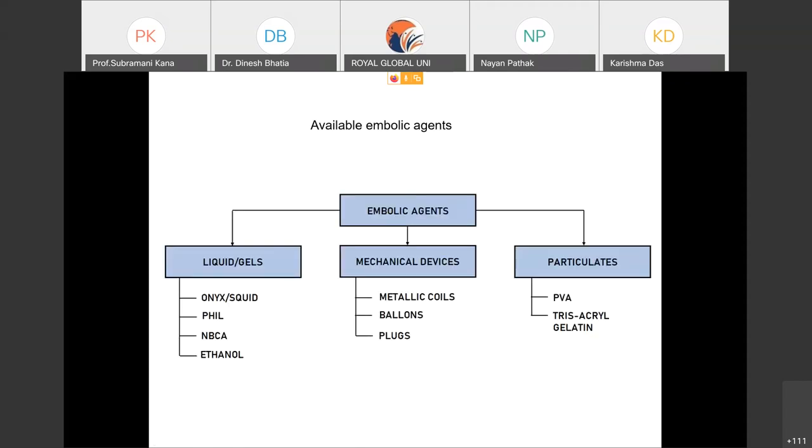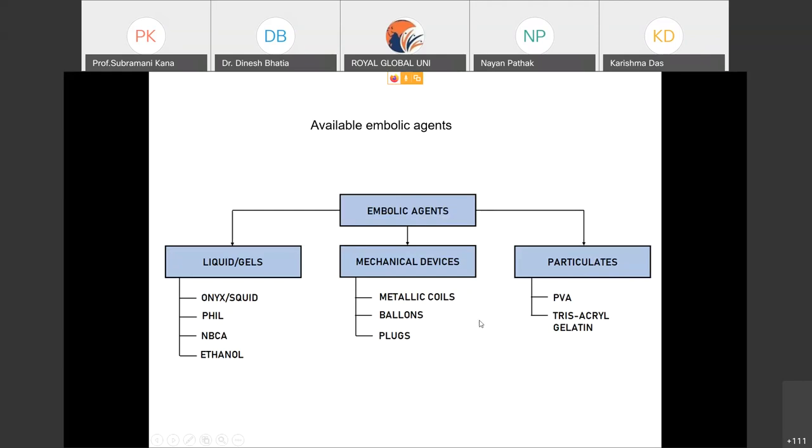And what are the different embolic agents being used? As already shown, there are solid embolic material, liquid embolic material, and particulate. In the case of liquid embolic material, Onyx or Squid are the most commercially used devices. Okay, but they are very expensive. And other agents like ethanol and NBCA are also being used.